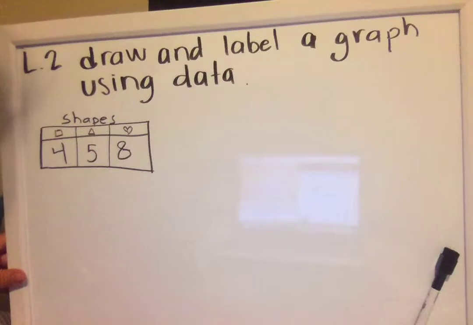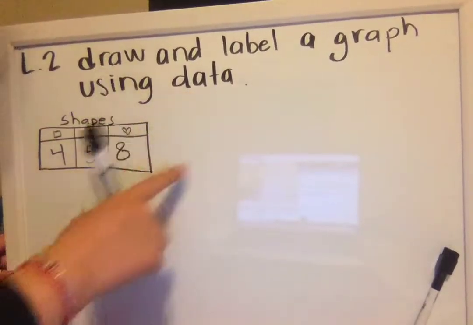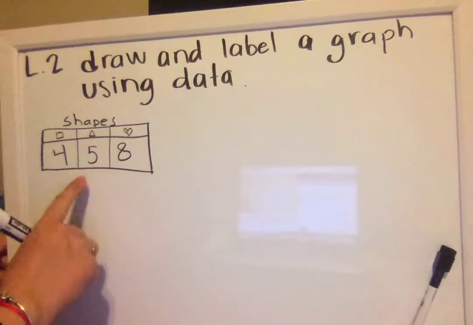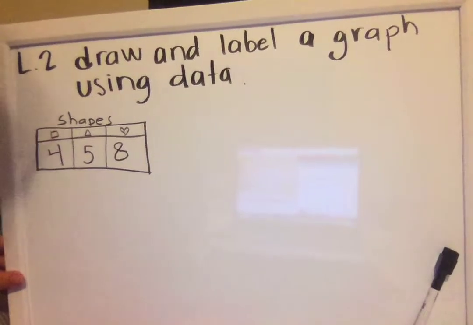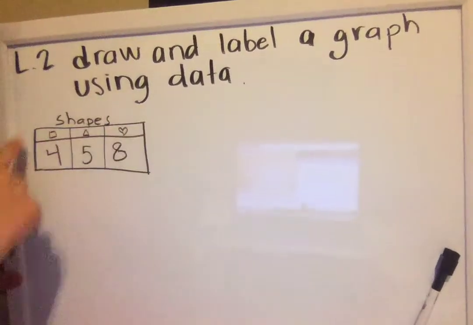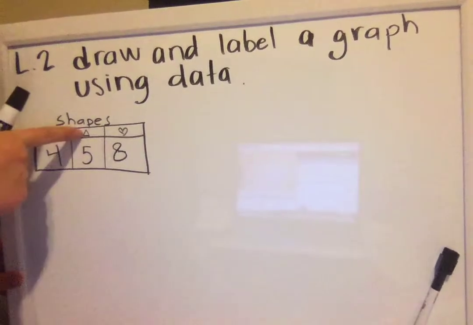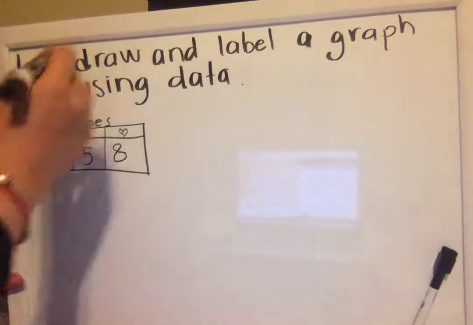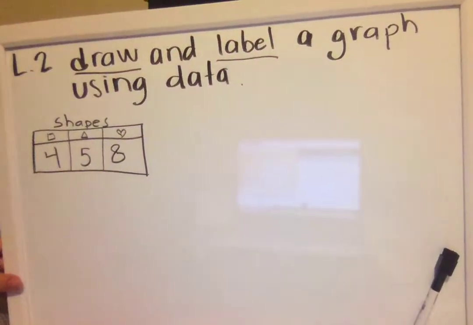So today, you guys are going to be making graphs, and you're going to use the data that I have collected already, or that I have collected from before. So I have my data here. It was about shapes, and I have squares 4, triangles I had 5, and hearts I had 8. So I'm going to go ahead and get started in drawing and labeling my graph.